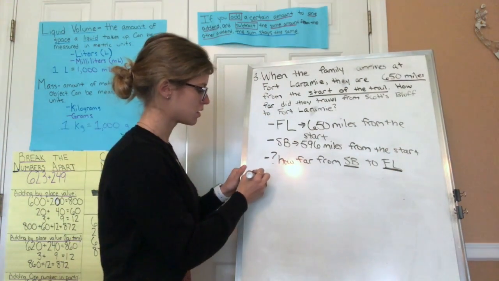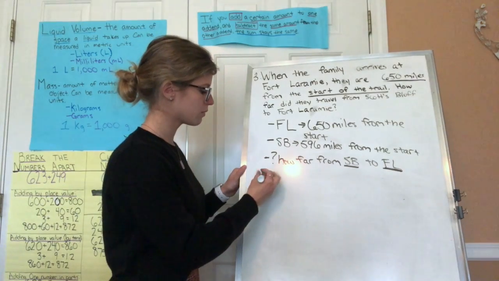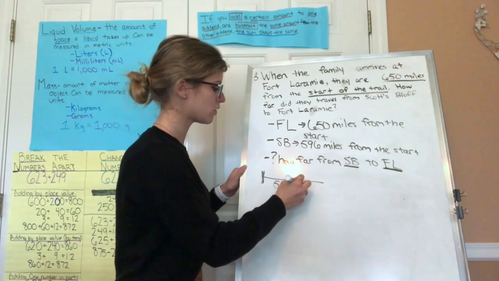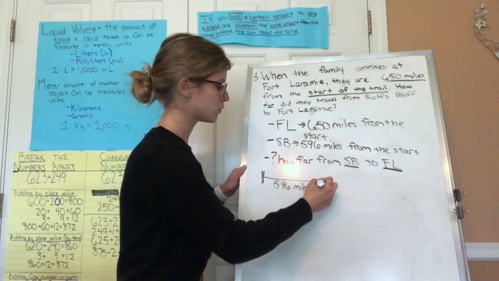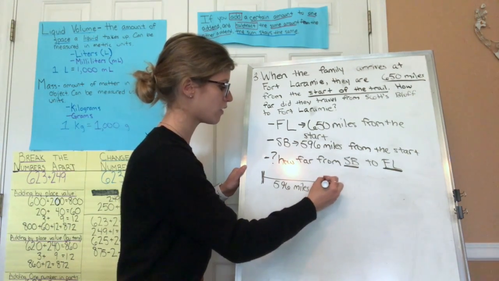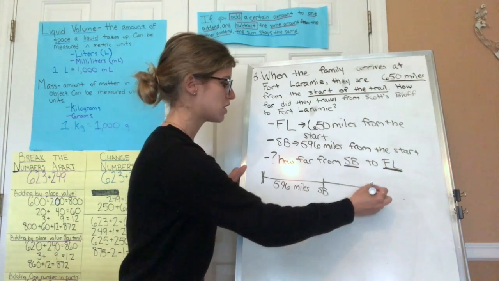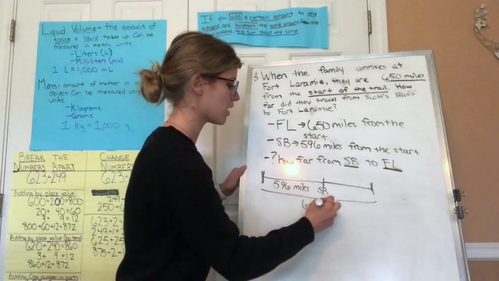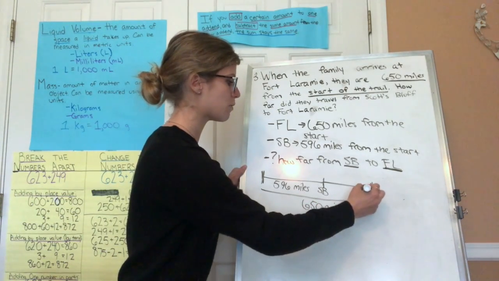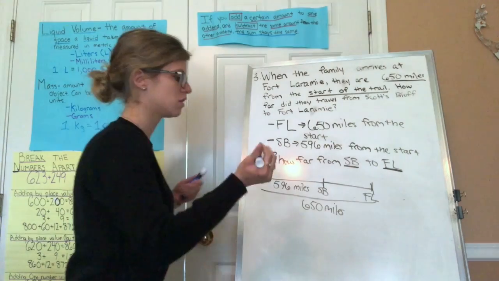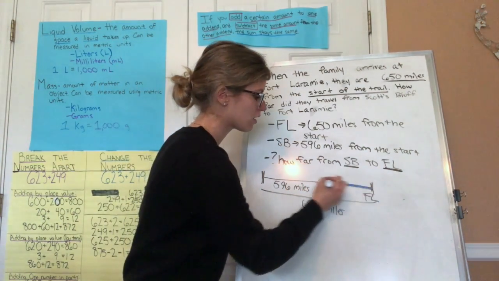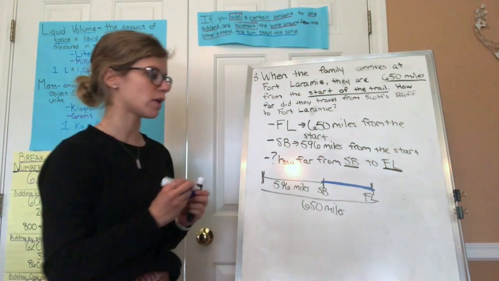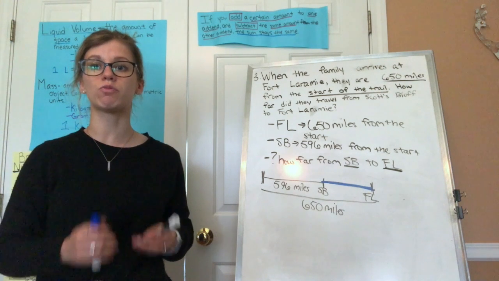From the beginning of their journey, they traveled 596 miles to Scotts Bluff, which I'm going to write SB for Scotts Bluff, and then they traveled from here to here, which was 650 miles, which is when they stopped at Fort Laramie. So I need to figure out from here to here, how much did they travel from Scotts Bluff to Fort Laramie. Pause me and think about an equation that I can use to represent this problem.